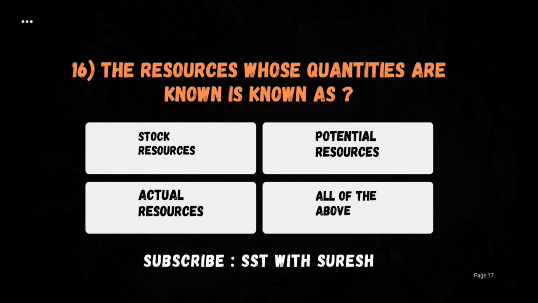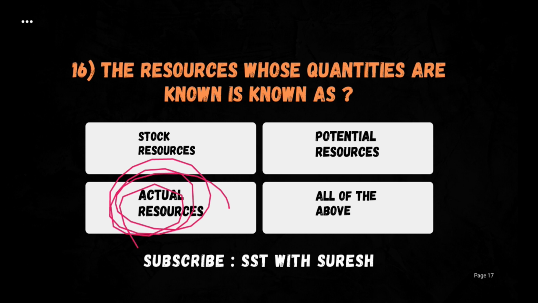The question asks: the resources whose quantities are known are known as what? And the options are: A, stock resources; B, actual resources; C, potential resources; and D, all of the above. And the correct answer for question number 16 is that it is known as actual resources.